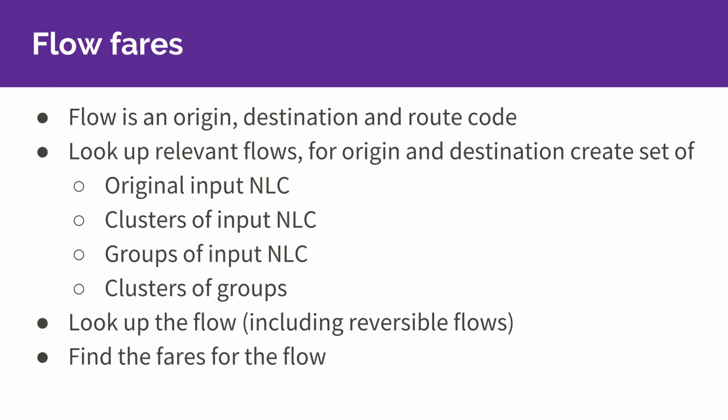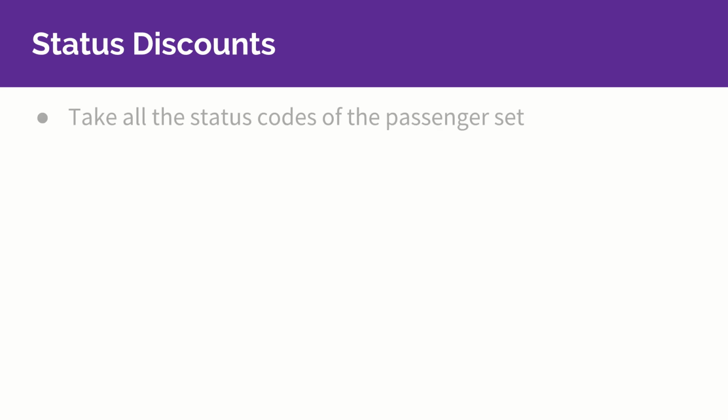You can just look up all the fares for that flow, and those fares will be a list of ticket type and price. There is a status field in there, and we'll get onto status fields a bit later, but they're all adult prices, so it's all status 0. Cool. Oh yeah, I said we get to status discounts, and here we are.